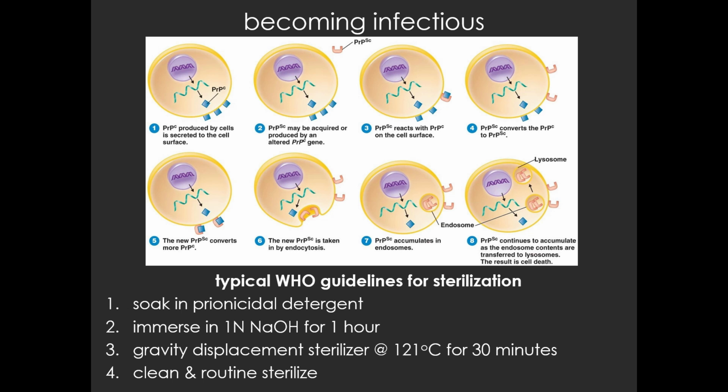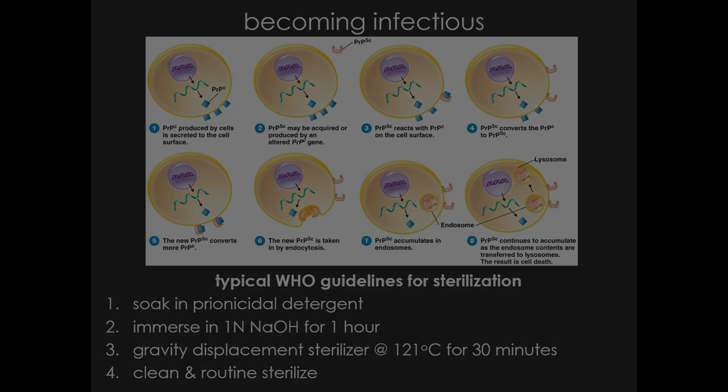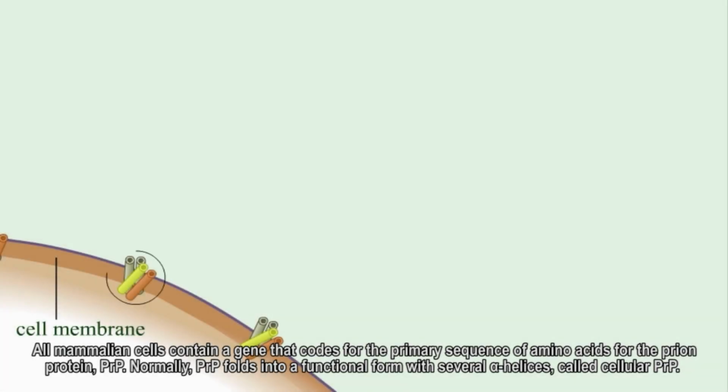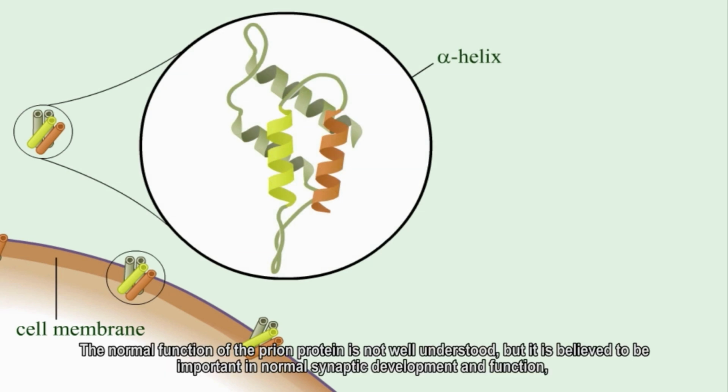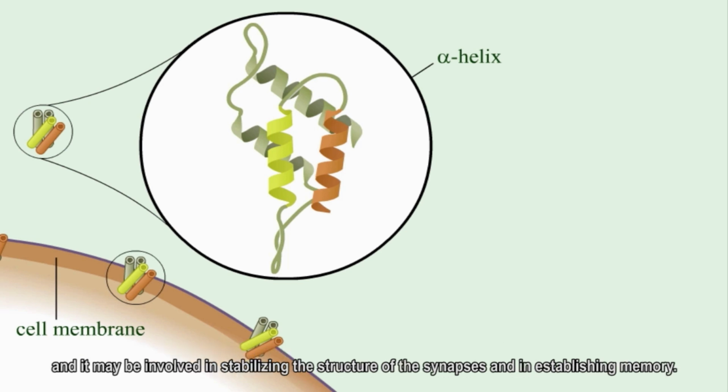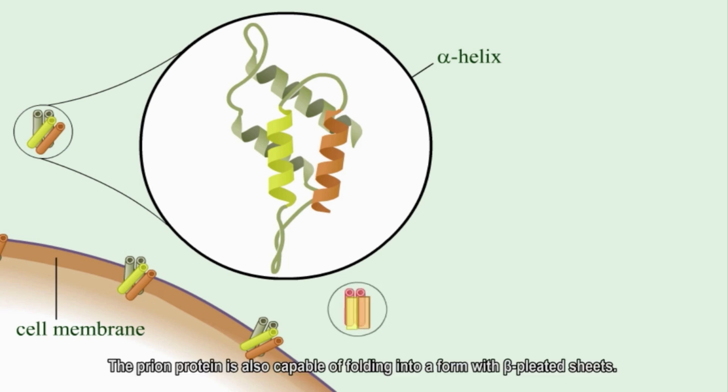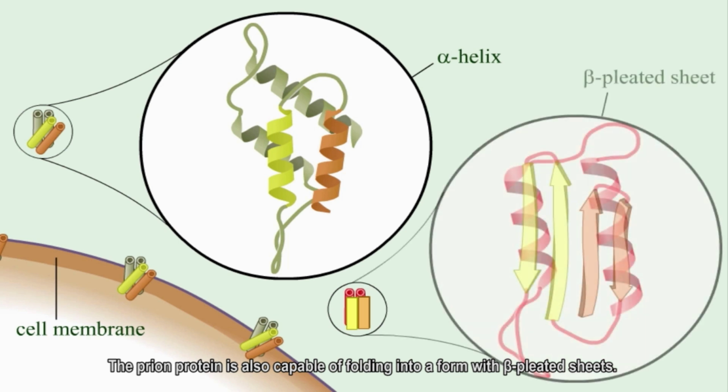So what I'm going to leave you with here is just a video that shows you the replication of the prion. All mammalian cells contain a gene that codes for the primary sequence of amino acids for the prion protein PrP. Normally, PrP folds into a functional form with several alpha helices called cellular PrP. The normal function of the prion protein is not well understood, but it's believed to be important in normal synaptic development and function, and it may be involved in stabilizing the structure of the synapses and in establishing memory. The prion protein is also capable of folding into a form with beta-pleated sheets.